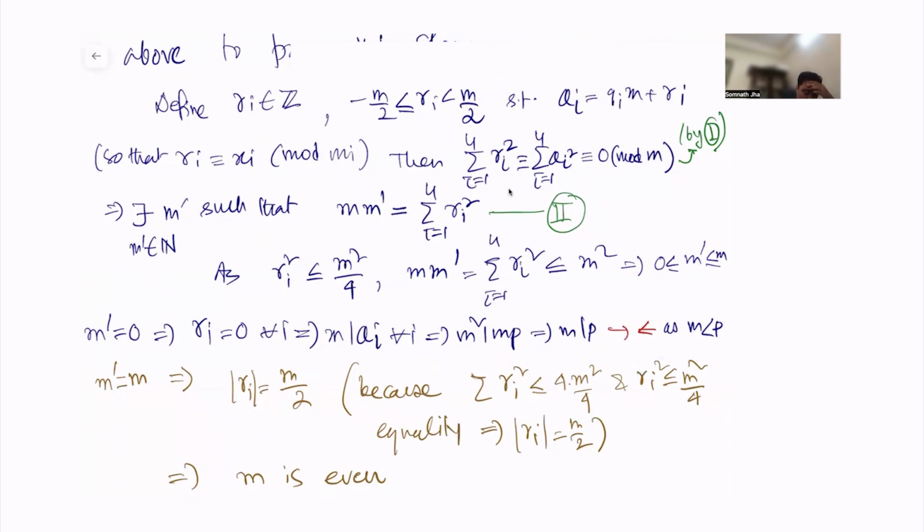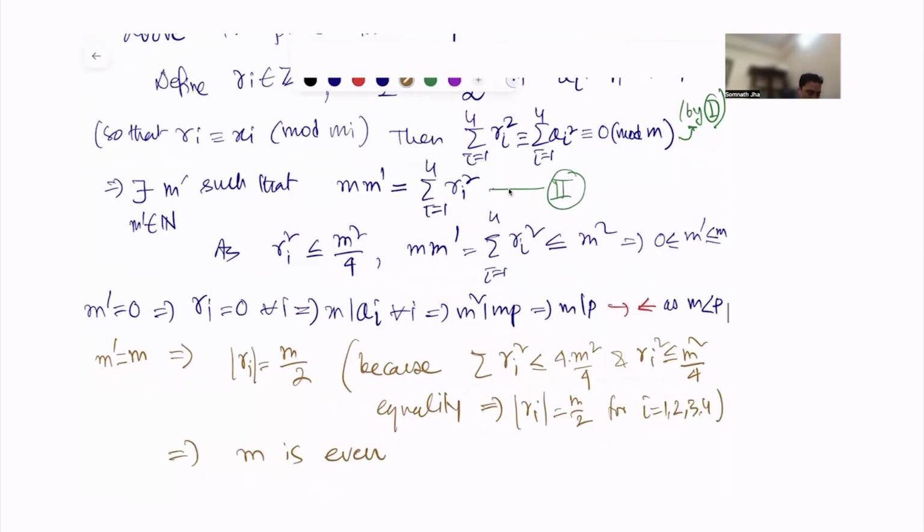And so if the sum is m square, if m equal to m, and each Ri square is less than m square by 4, so if one of them is strictly less than mod m by 2, then this cannot happen. So that means each Ri, this is for all i, for i equal to 1, 2, 3, 4. Okay. So that means m is even.